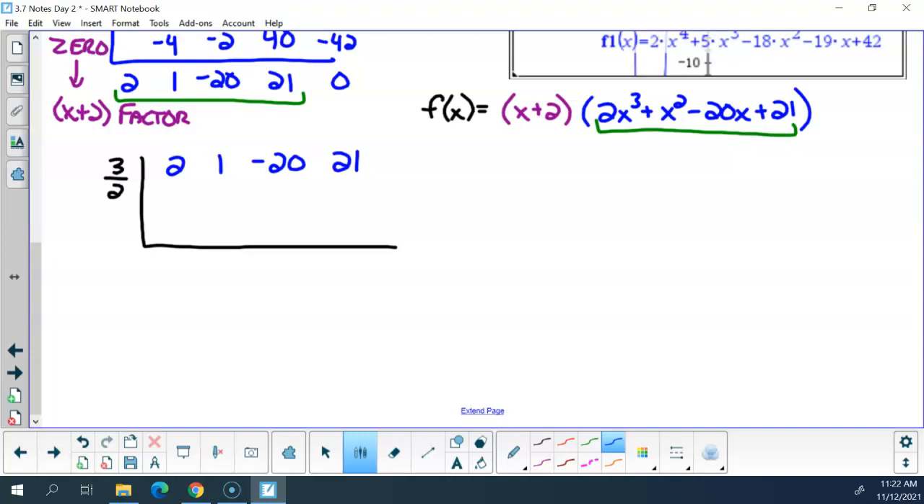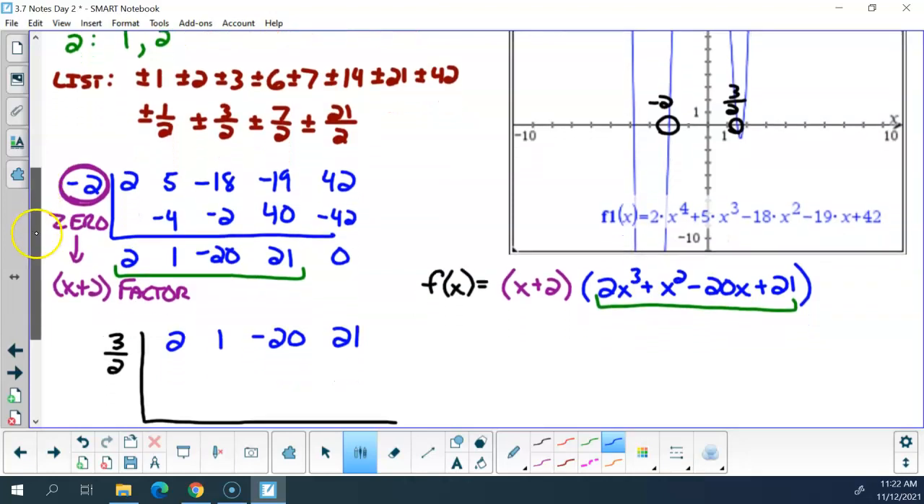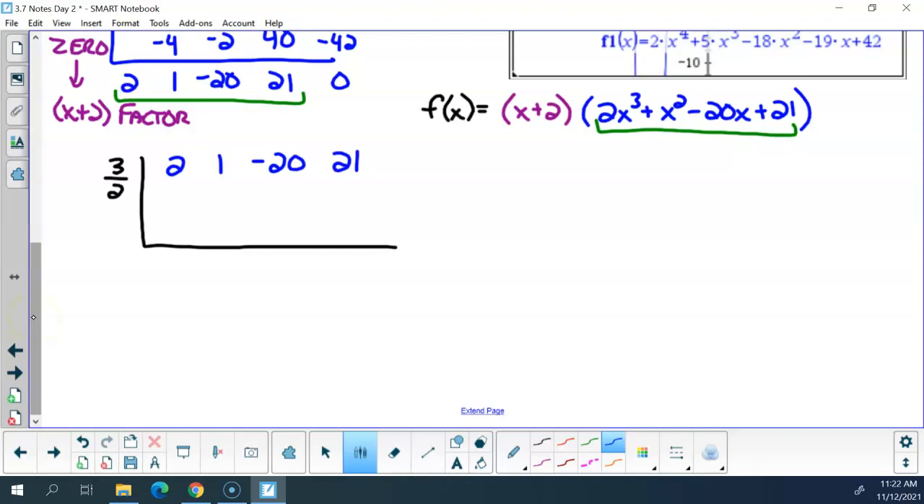Two, it was our other 0 that we identified from our graph. Two, 3/2 times 2 is 3. Then 4. 3/2 times 4 is 6. -14. -14 times 3/2 is -21. -21.